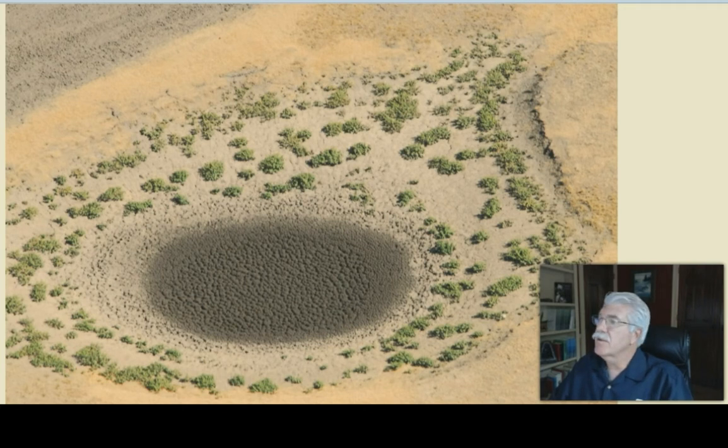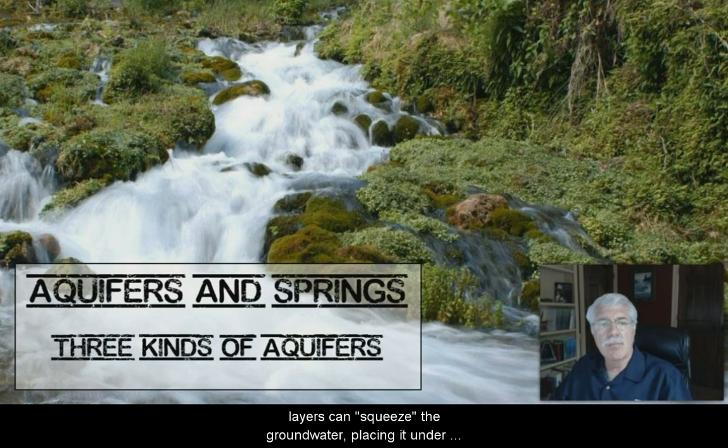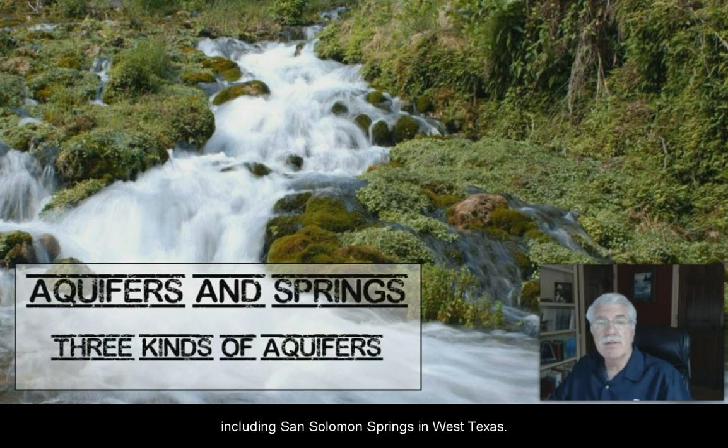The next kind of aquifer we're going to discuss are confined aquifers. Confined aquifers are saturated layers of pervious rock bounded above and below by largely impervious rock. Impervious rock is rock where water can't pass through. Pervious rock, well, water can pass through. This placement of the aquifer between impervious rock layers can squeeze the groundwater, placing it under pressure. A confined aquifer containing water under pressure is called an Artesian aquifer. Artesian flow is what feeds many of Texas's favorite springs, including the San Solomon Springs in West Texas.